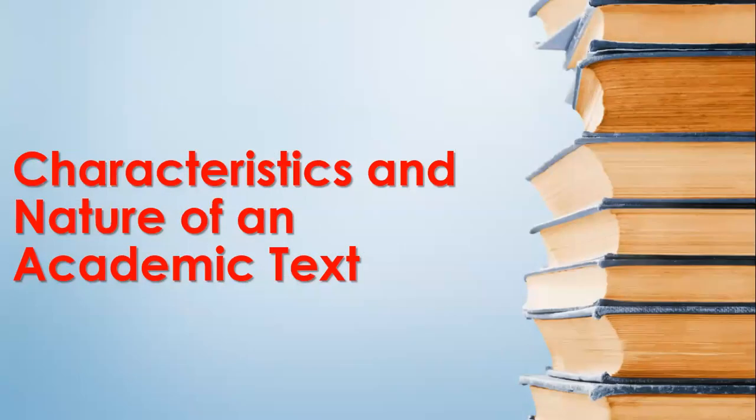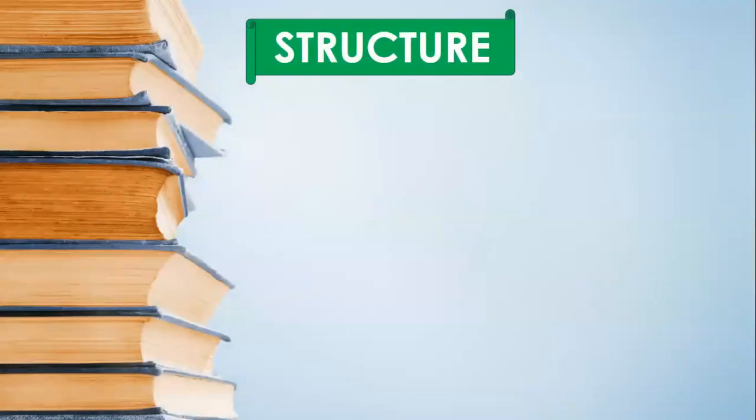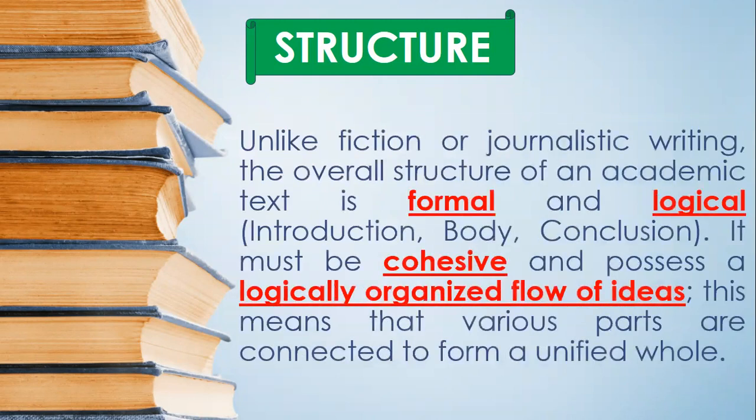Okay? So what are the characteristics and nature of an academic text? At this juncture, we will be dealing with some of the characteristics and nature of an academic text. So what is the first characteristic? Academic text follows a rigid structure. So what do we mean by structure? As the text on the PowerPoint says, unlike fiction or journalistic writing, the overall structure of an academic text is formal and logical. It must be cohesive and possess a logically organized flow of ideas.